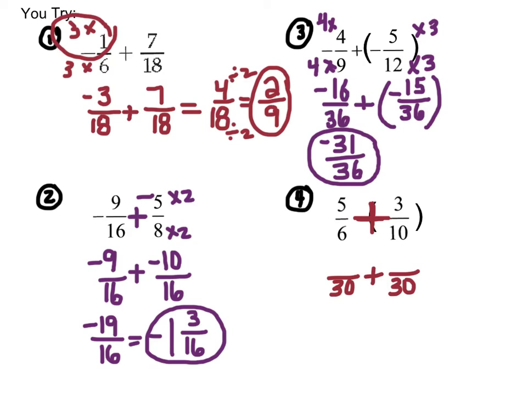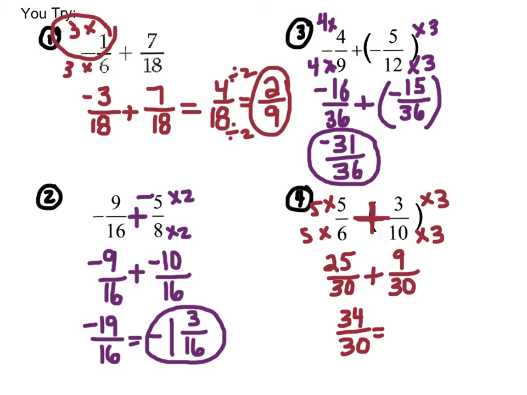For our multiplying, 5/6, we're going to have to multiply by 5. That gives us 25 thirtieths. Over here, we're going to do times 3. That's going to be 9 thirtieths. All right, then I'm going to add my two fractions together. I'm going to get 34 thirtieths.